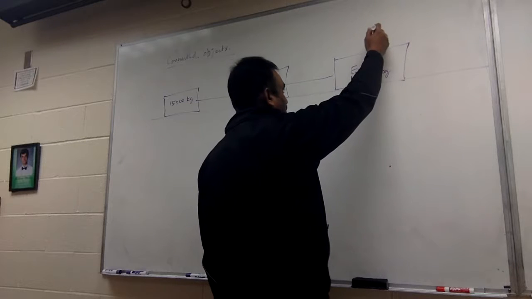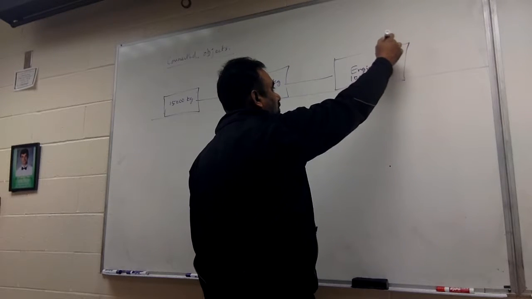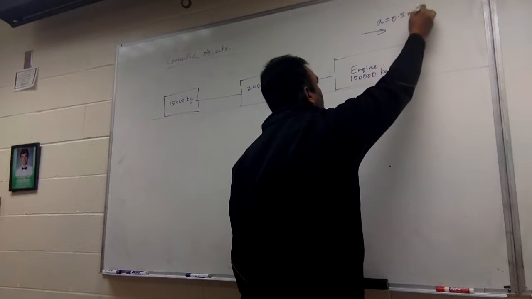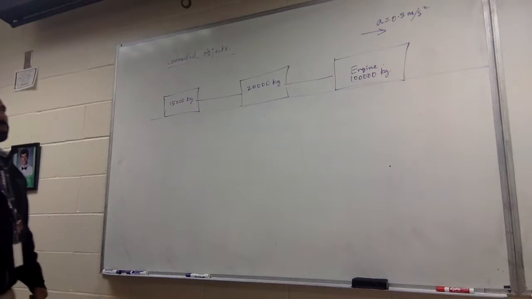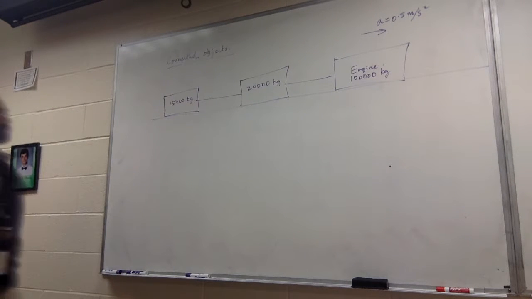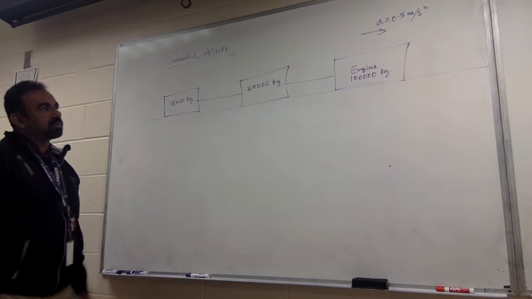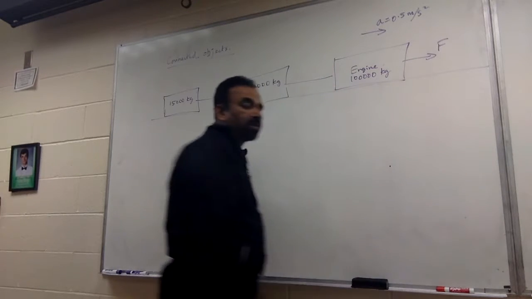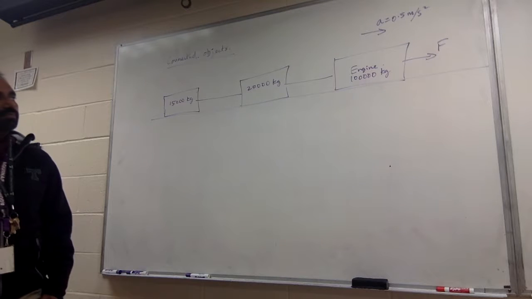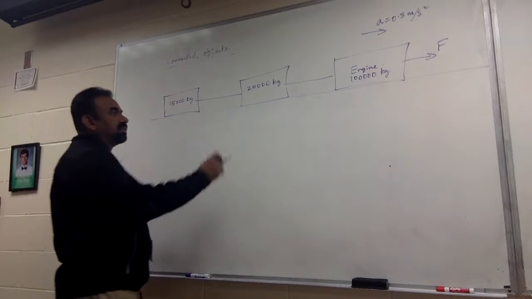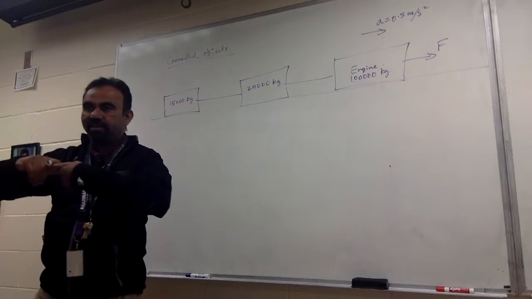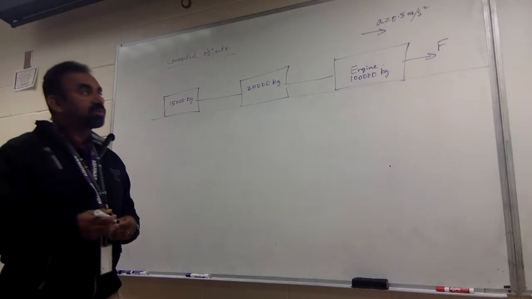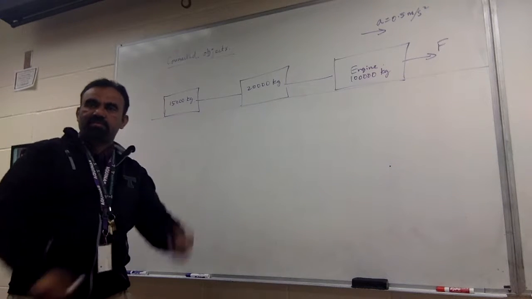And let's say the engine is accelerating at 0.5 meters per second square. If the engine is accelerating at 0.5 meters per second square, what is the driving force? What drives the engine forward? Okay? And also find the tensions in the connecting links. So the question is, find the driving force and find the tensions in the links.